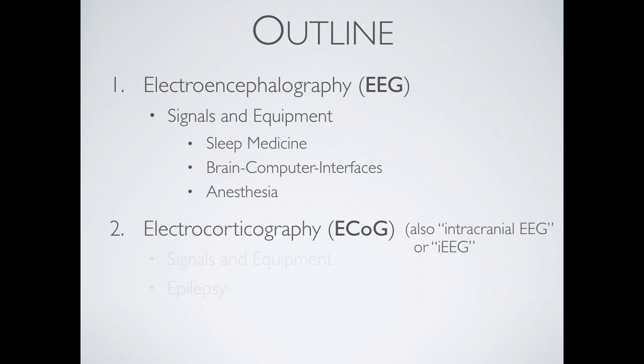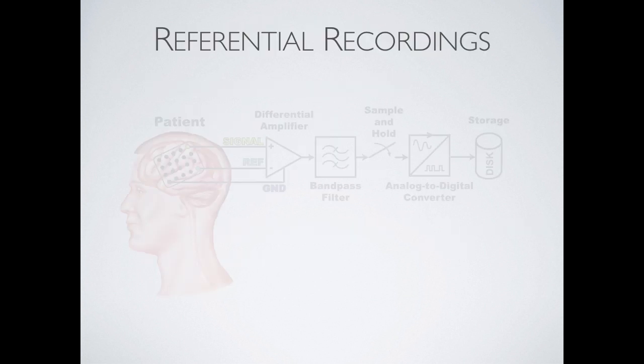This is also known as intracranial EEG. This is, much to many people's surprise, also done in humans, not just in animals, and it typically is used prior to invasive brain surgery for mapping brain function before tumor resection or targeting intractable epilepsy that's medication resistant. We'll go through some of the signals and some examples from epilepsy brain mapping.